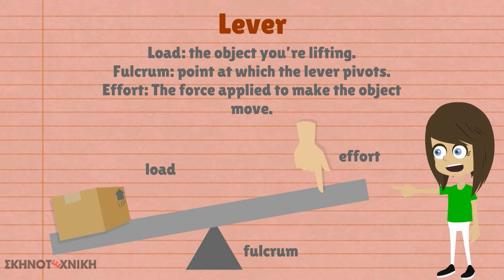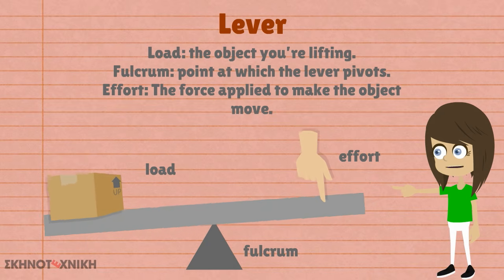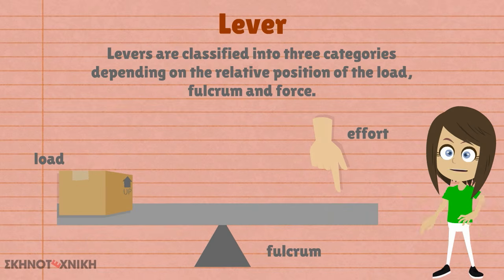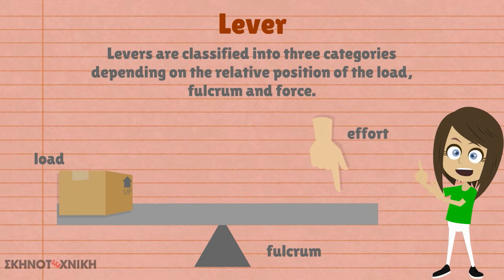Load, the object you're lifting. Fulcrum, point at which the lever pivots. Effort, the force applied to make the object move. Levers are classified into 3 categories, depending on the relative position of the load, the fulcrum and the force.